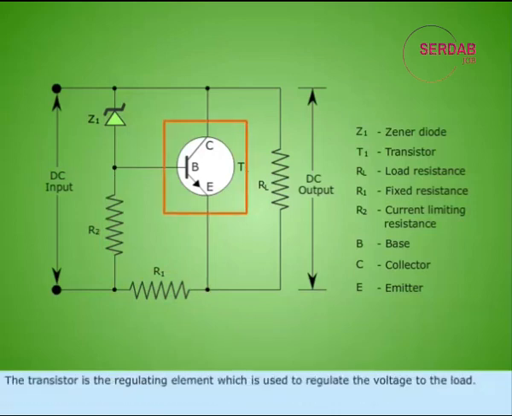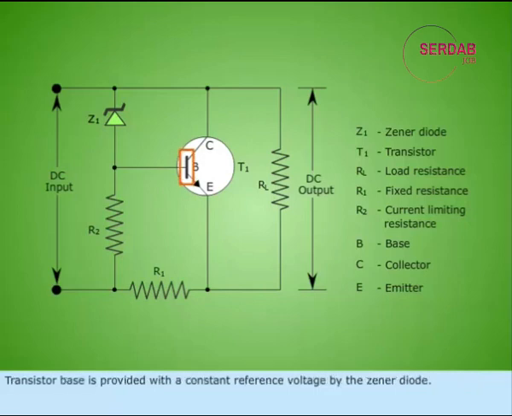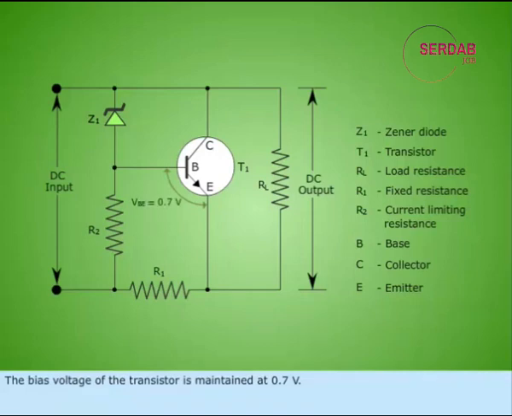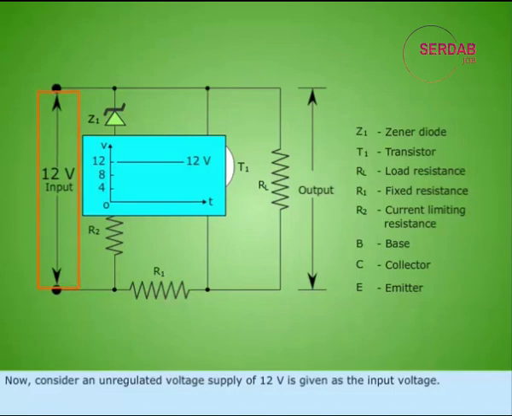The transistor is the regulating element which is used to regulate the voltage to the load. Transistor base is provided with a constant reference voltage by the Zener diode. The Zener diode always maintains the constant voltage of 6 volts. The bias voltage of the transistor is maintained at 0.7 volts. Now consider an unregulated voltage supply of 12 volts is given as the input voltage.